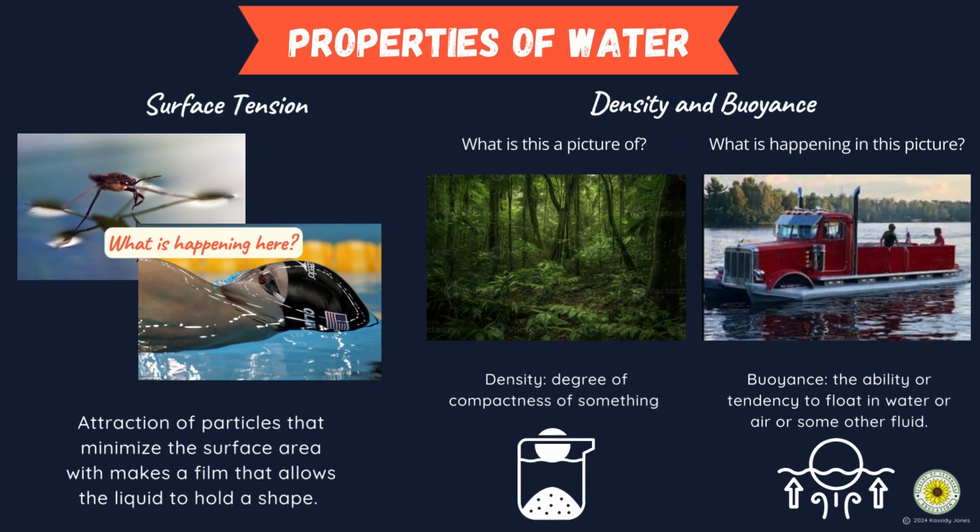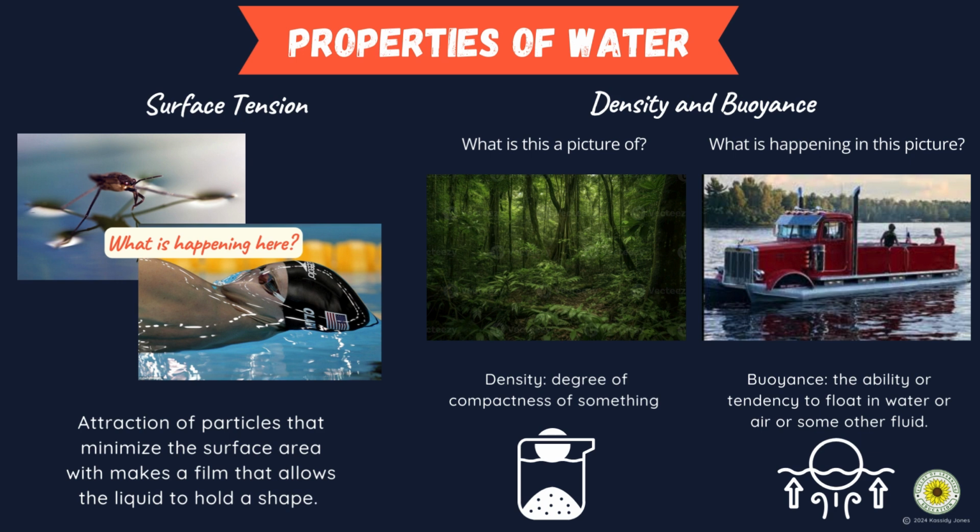Some other properties of water include surface tension. This is the attraction of particles, and it minimizes the surface area, making a film that allows the liquid to hold a shape. You can see in those pictures that this is what allows these bugs to walk on water. Then you also have the picture of the swimmer right before he breaks the surface of the water, and that is what surface tension is.